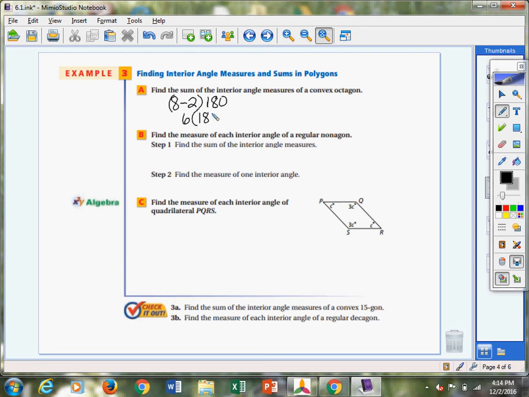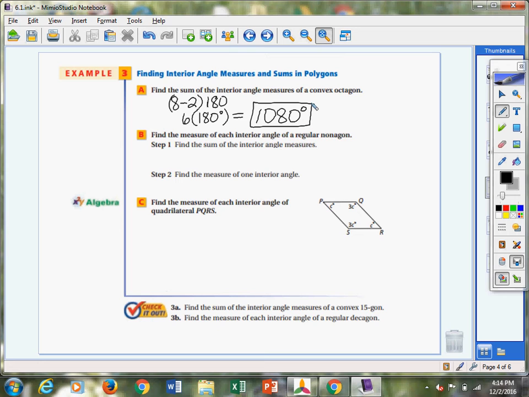6 triangles at 180 degrees each. And if you multiply that, you're going to end up with 1,080 total degrees on the inside of that octagon. So all 8 of those angles on the inside add up to be 1,080 degrees, okay?